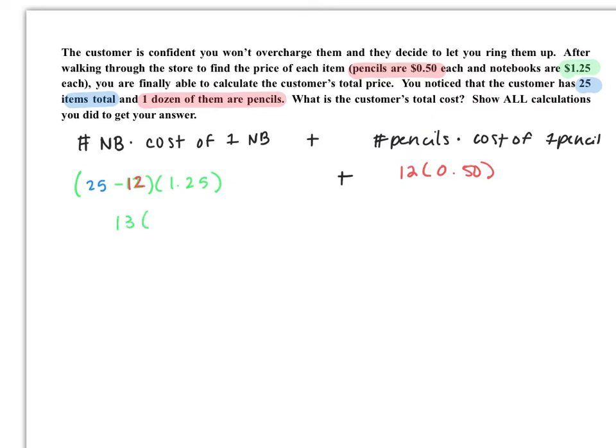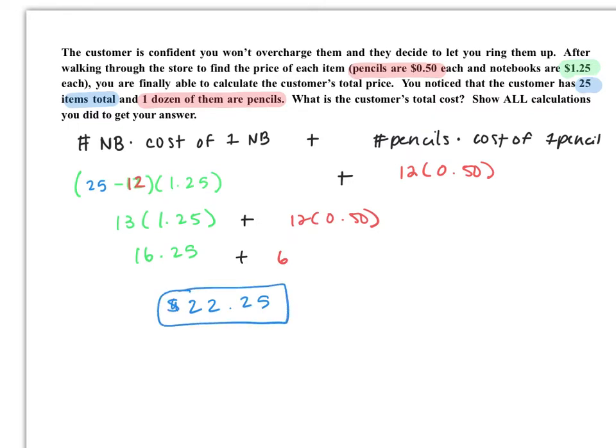So now I've got 13 notebooks times $1.25 plus 12 pencils times 50 cents. And so if I calculate this out, that's going to come out to $16.25 for the notebooks plus $6 for the pencils, and that would be a total of $22.25. So kind of the key takeaway here that we're going to be focusing our attention on is this idea that we're only going to be working with one kind of number, and we're going to be subtracting to find the other number.